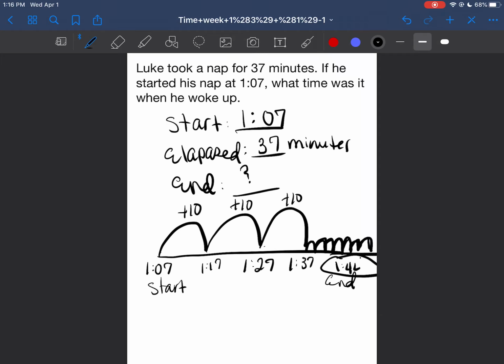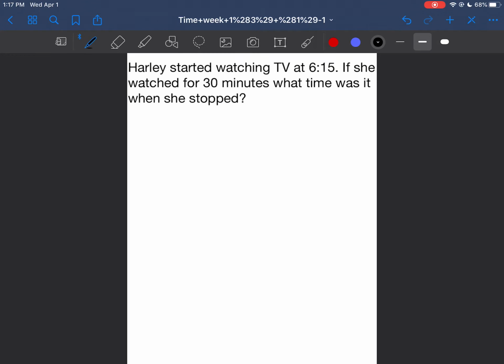So what time was it when Luke woke up from his nap? It was 1:44. All right, one more to solve together, and then you're going to do some on your own. Again, remember, the first thing I want you to do is set up that organizer. So start, elapsed, and end.